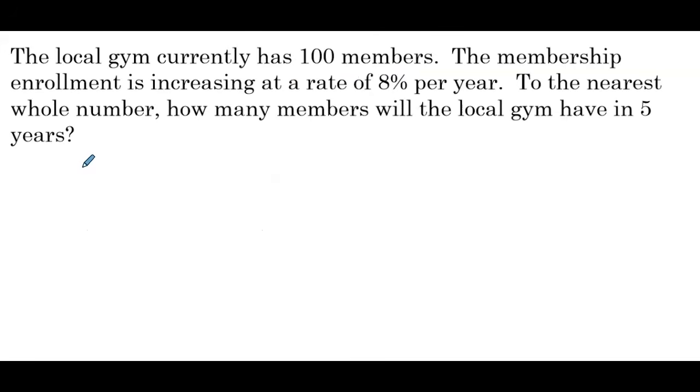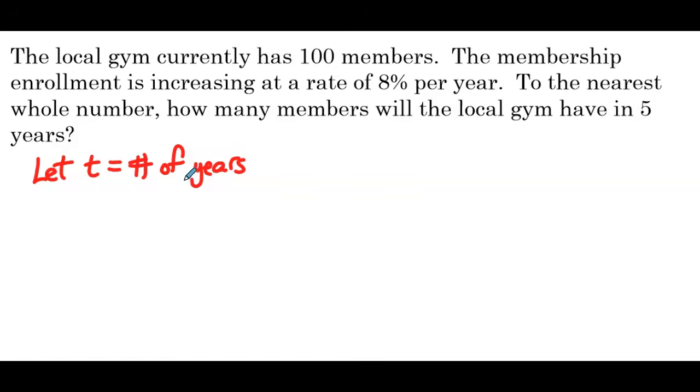The local gym currently has 100 members. The membership enrollment is increasing at a rate of 8% per year. To the nearest whole number, how many members will the local gym have in 5 years? First thing we want to do is define our variable. So let t be equal to... So we need to pick a time unit for t. Well, we're increasing at a rate of 8% per year, and we're looking for the members in 5 years. So we'll let t be equal to the number of years.